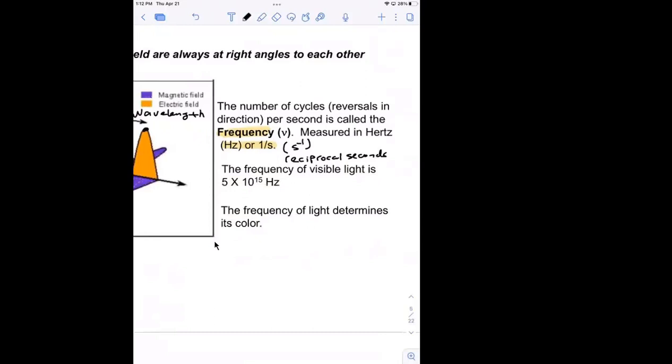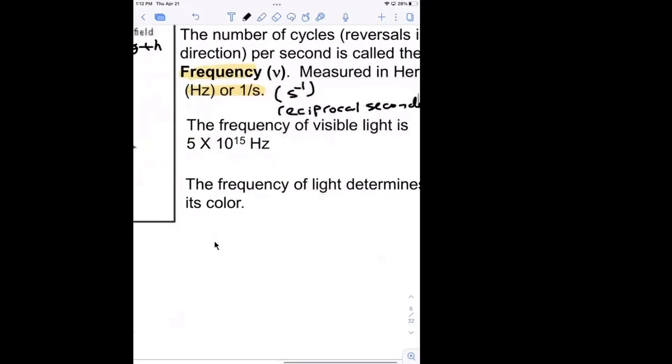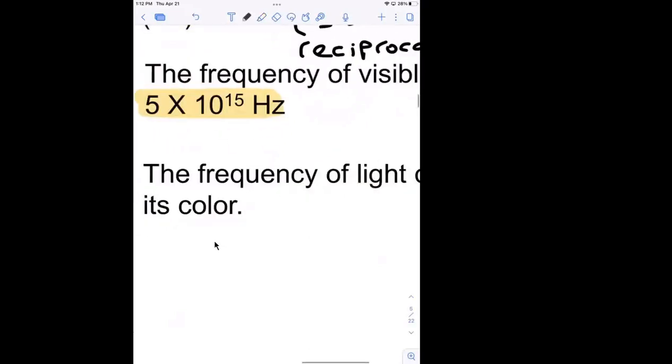But it's a cycle. How many times per second does this point pass a given point in time, or a given point in space? When you think about visible light, this is the frequency of visible light. So we're going to talk about visible light shortly. This is the spectrum that you probably learned in elementary school.